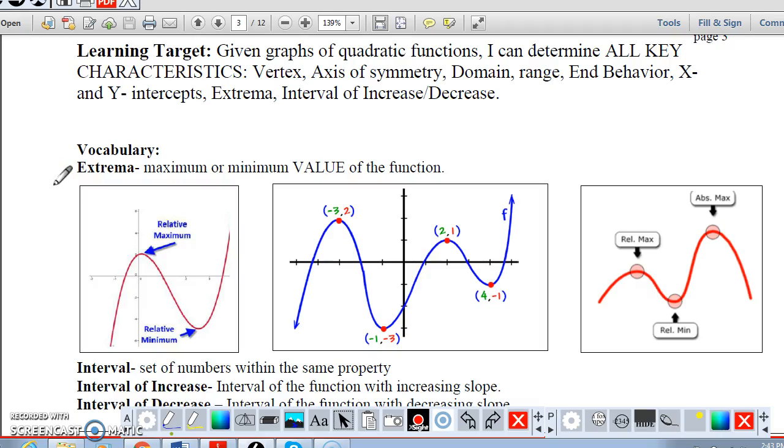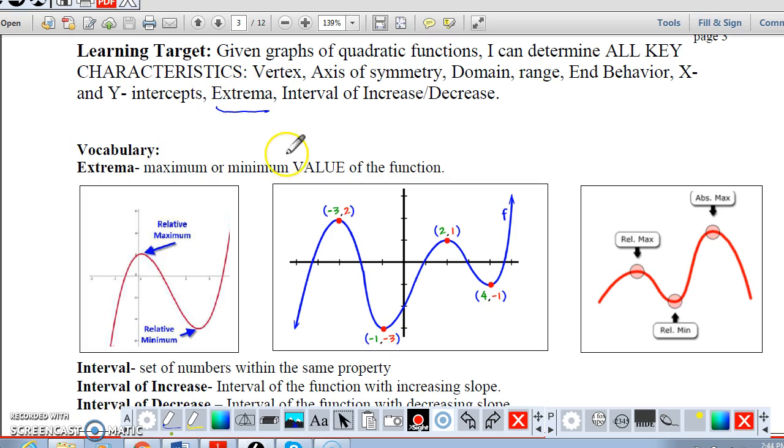All right, so we are on page 3 of our packet, and we are going to discuss another key characteristic of our functions, and this is about extrema. So pretty much we are reviewing all the other key characteristics: vertex, axis of symmetry, domain, range, and behavior, x and y intercepts, plus two more. For this video, we are just going to concentrate on extrema.